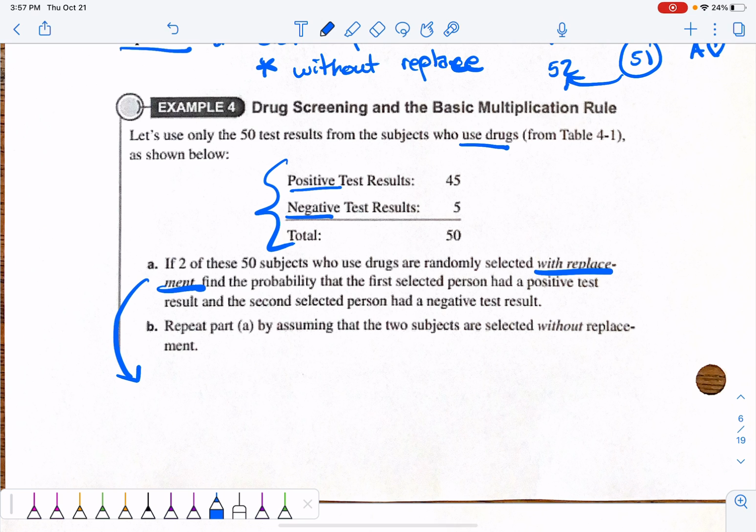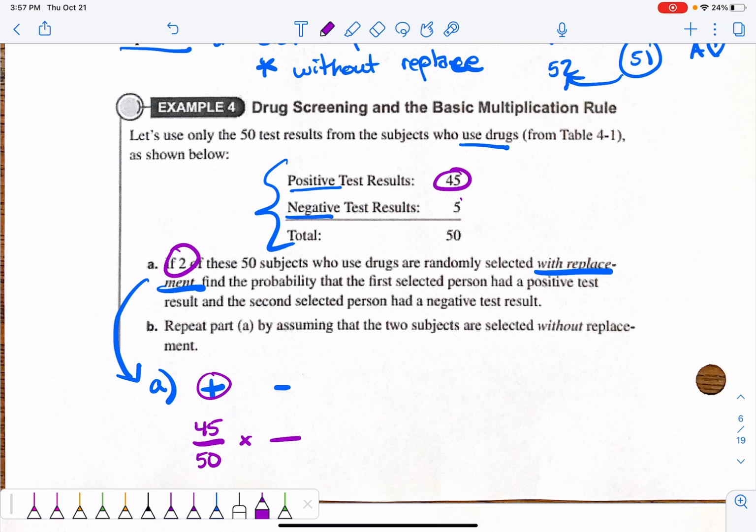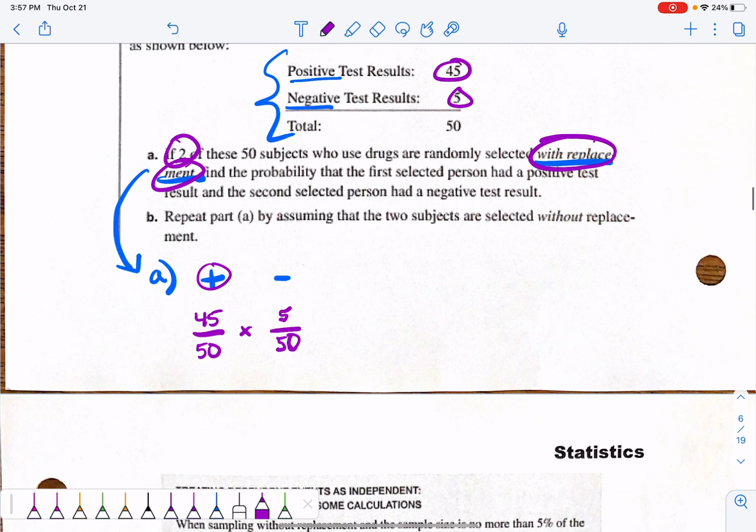So I'm going to go down here, part A. We want the first person to be a positive and the second person to be a negative, okay? So I kind of just use this little visual aid to know what I'm doing each time. So I'm going to do my fraction here times another fraction, okay? The fact that I'm drawing two people means I'm going to be multiplying, okay? The chance of that first person being positive is 45 out of 50. The chance of that second person being negative is 5 out of 50 because I am replacing. With replacement means the second time I do have 50 still in my sample here, okay?